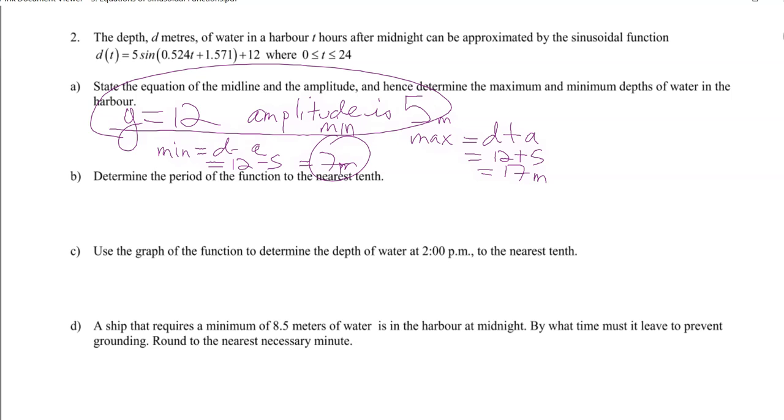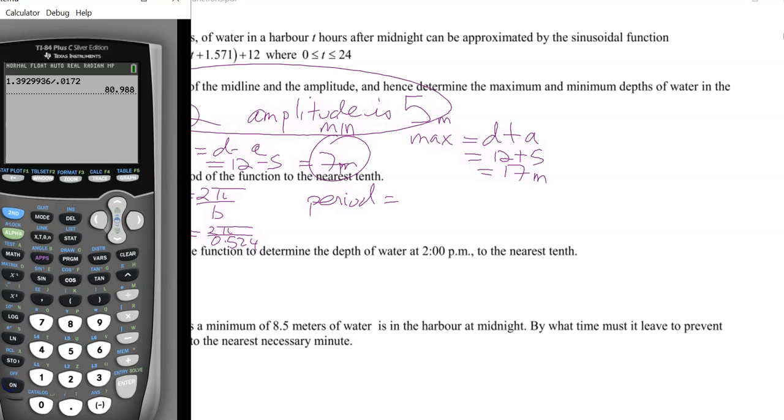Determine the period of the function. How do we get the period? 2 pi over b. Determine means show work, so we're just going to write 2 pi over 0.524. And say the period is 2 pi divided by 0.524, which is 11.99. There's 10. 12.0.